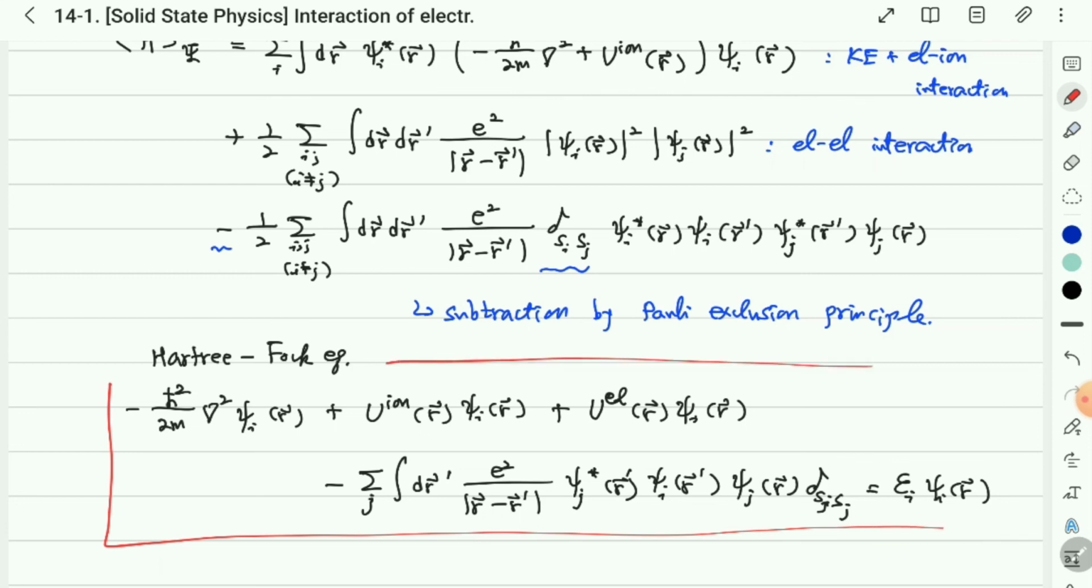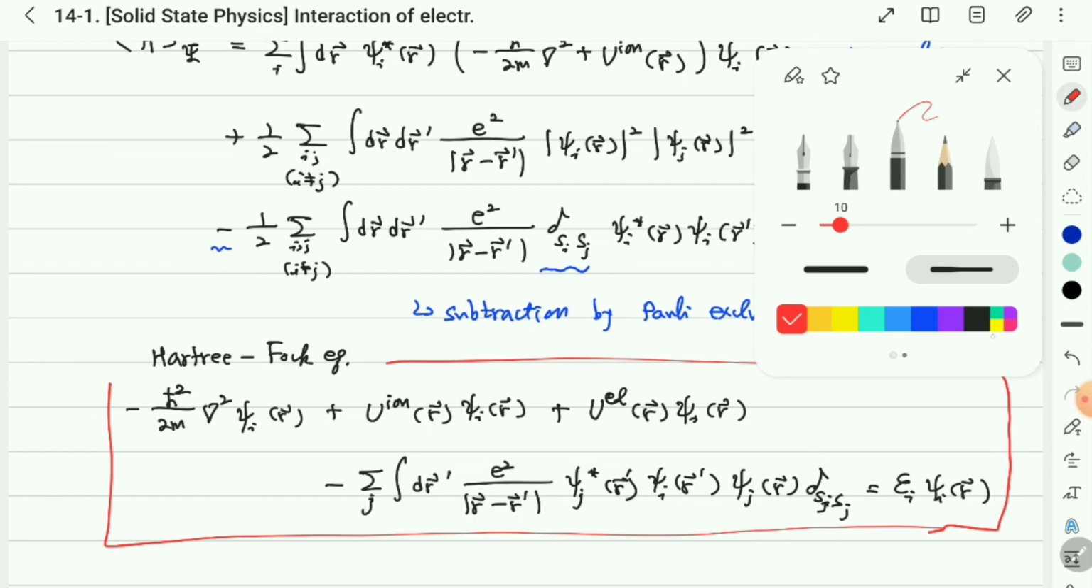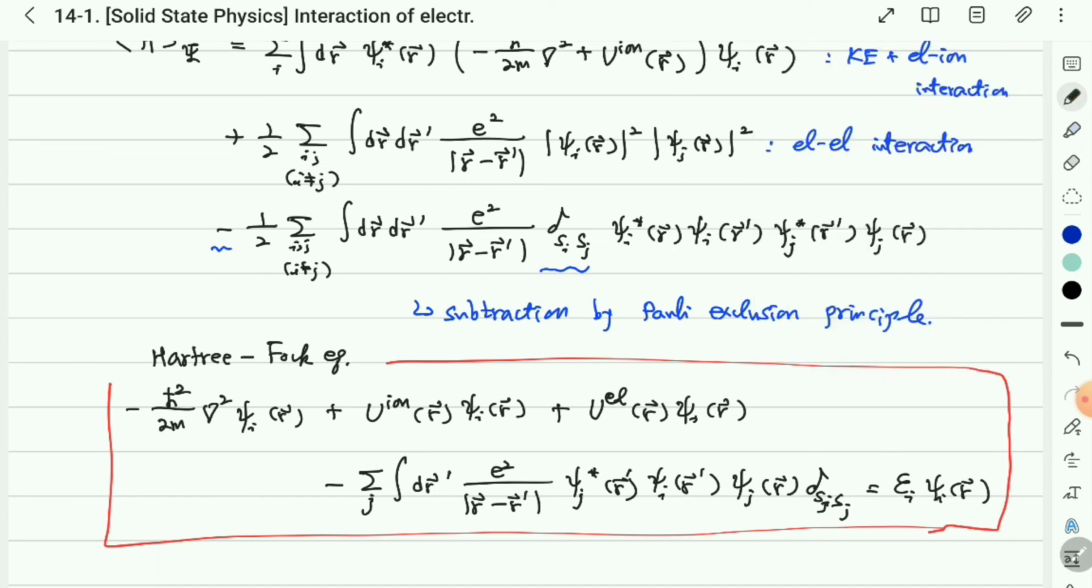You do not need to remember the Hartree and Hartree-Fock equations, but you should understand this basic idea of the Hartree-Fock equation. And this Hartree-Fock equation considers the Pauli exclusion principle: the same quantum state cannot be occupied in a single quantum state.